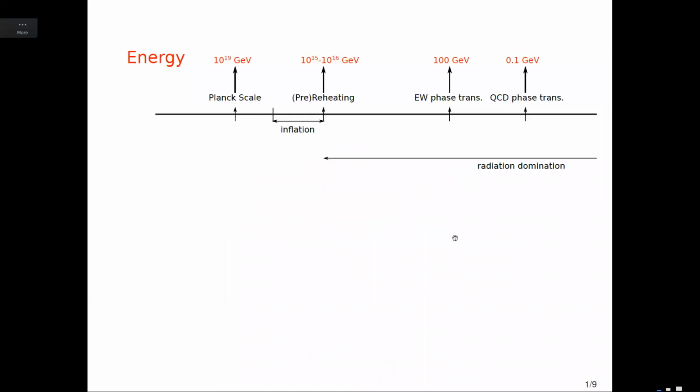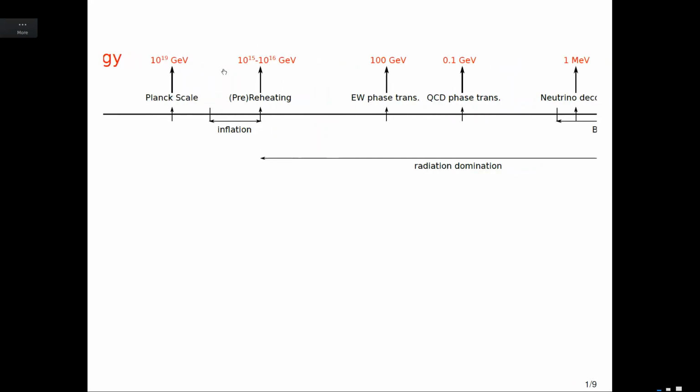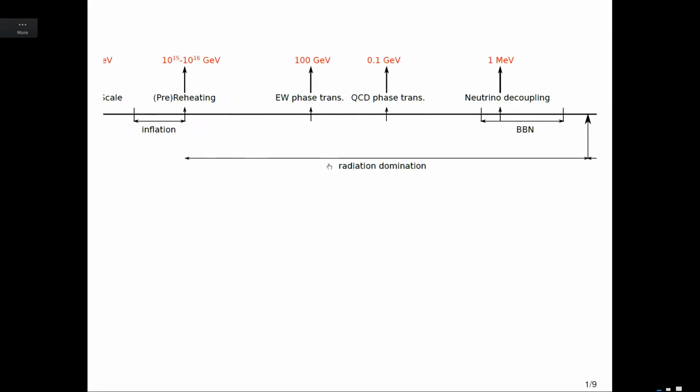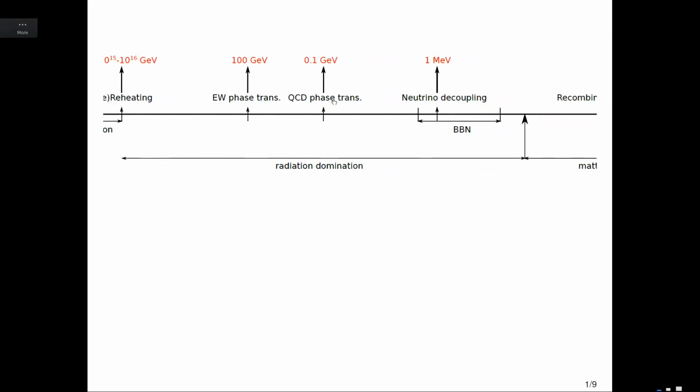So let's get started. Before I say something about gravitational waves, I want to discuss how we think our early universe looked. You see the highest energy scales, for example the Planck scale, on the left, and if you go to the right, you go to lower energy scales or later times. We think that there was a phase of inflation, which was followed by a phase of preheating, typically around 10^15, 10^16 GeV. After preheating, our universe was radiation dominated, and there was an electroweak phase transition around 100 GeV, and the QCD phase transition around 0.1 GeV.